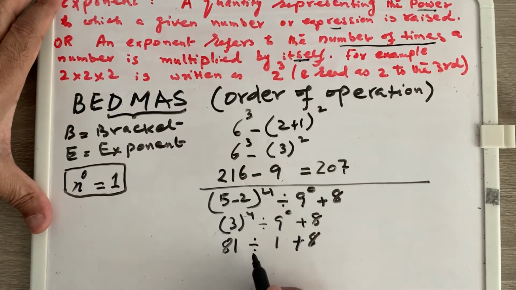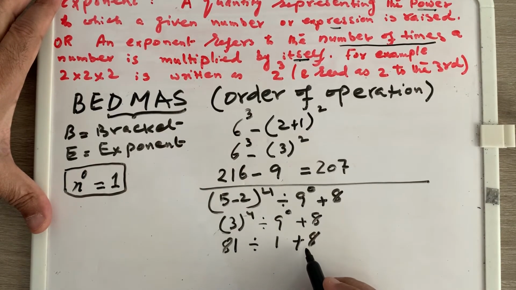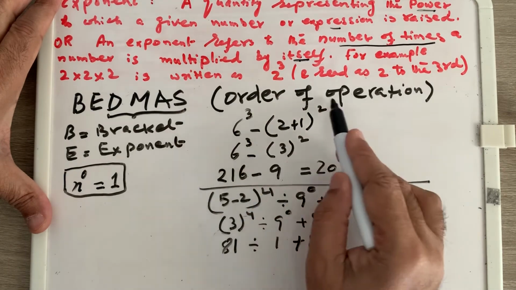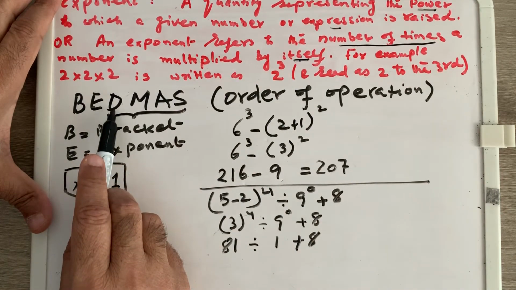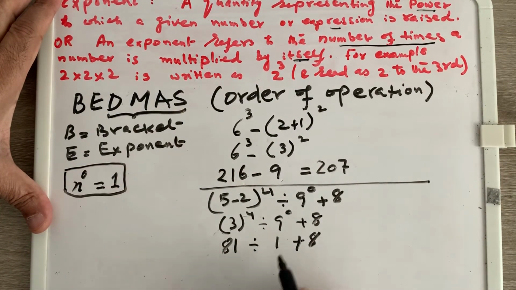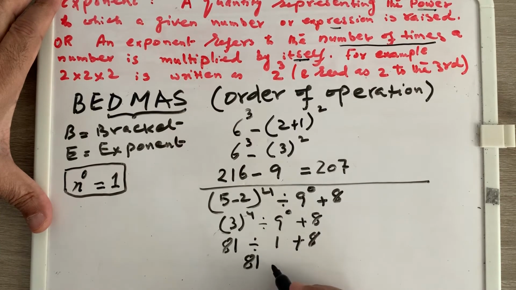Now we have a division and we have an addition. Which part do we have to do first? According to order of operation, division first. So 81 divided by 1 remains 81, right, plus 8. So your answer will be 89.